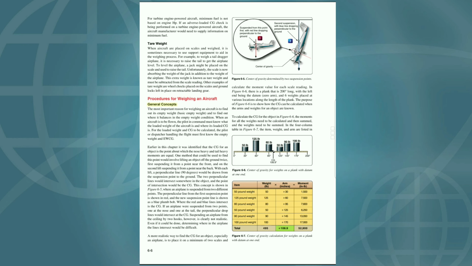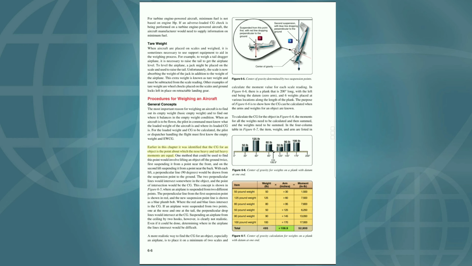Procedures for weighing an aircraft. General concepts. The most important reason for weighing an aircraft is to find out its empty weight, basic empty weight, and to find out where it balances in the empty weight condition. When an aircraft is to be flown, the pilot in command must know what the loaded weight of the aircraft is and where its loaded CG is. For the loaded weight and CG to be calculated, the pilot or dispatcher handling the flight must first know the empty weight and CG.